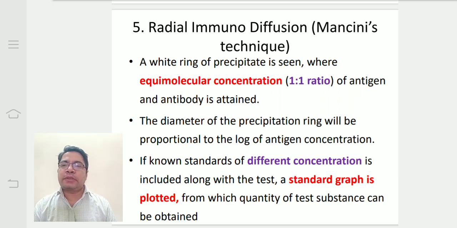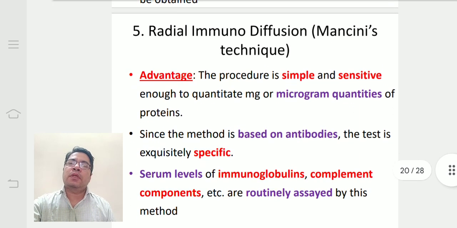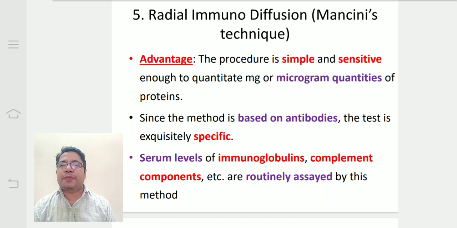If known standards of different concentrations are included along with the test, a standard graph is plotted from which the quantity of the test can be obtained. Advantage of this procedure is it is simple and sensitive enough to quantitate milligram or microgram quantities of protein. Since the method is based on antibodies, the test is exquisitely specific. Serum levels of immunoglobulins, complement components, etc., are routinely assayed by this method.